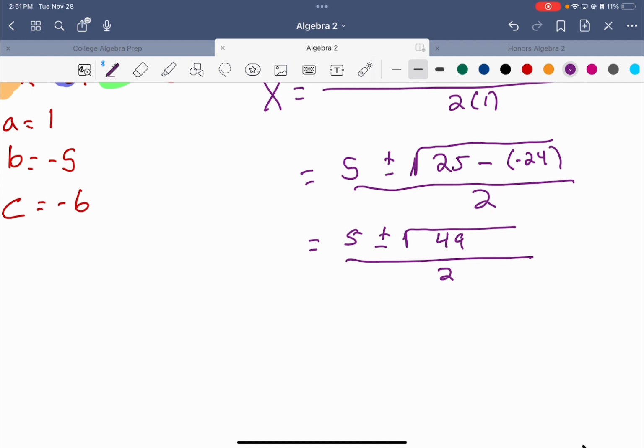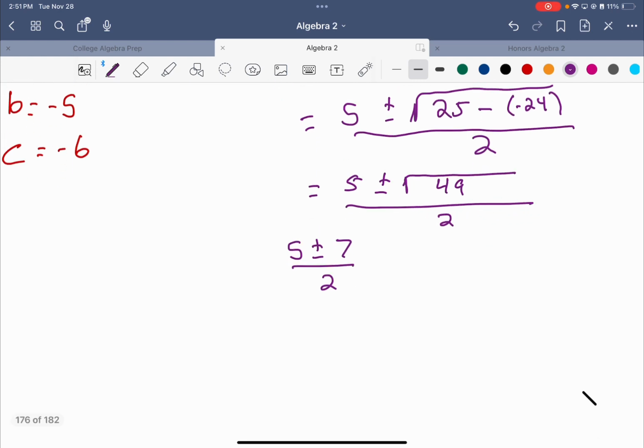We like it when it's a perfect square underneath there. Is that going to happen all the time? No. Do we like it when it happens? Of course. So it becomes 5 plus or minus the square root of 49, which is 7, divided by 2. Okay, now what does all of this plus or minus mean?